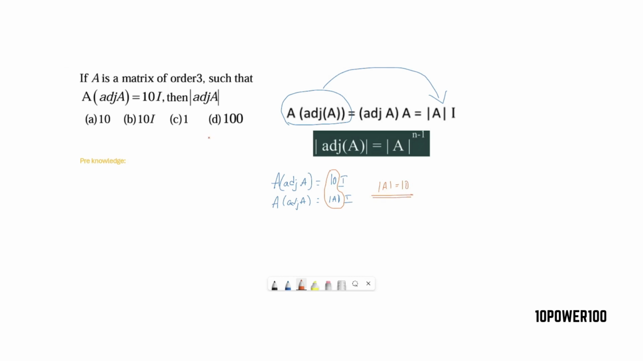Now, by using this, we have to find the determinant of adjoint of A for a 3 cross 3 matrix. So for a 3 cross 3 matrix, n is equal to 3. By using the second formula, the determinant of adjoint of A is equal to determinant of A to the power n minus 1. We already found that determinant of A is 10, so 10 to the power 3 minus 1 becomes 10 square, which is 100. So the answer is option D, 100 is the correct answer.